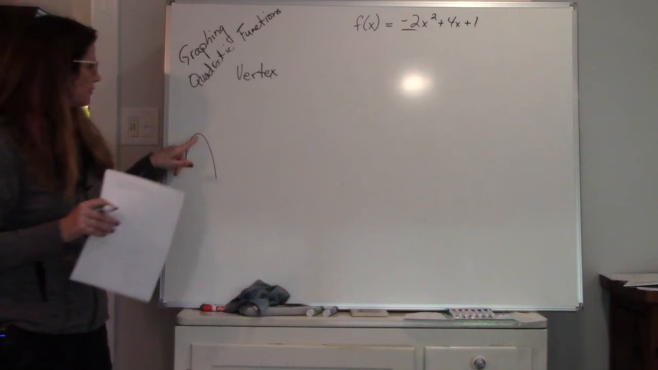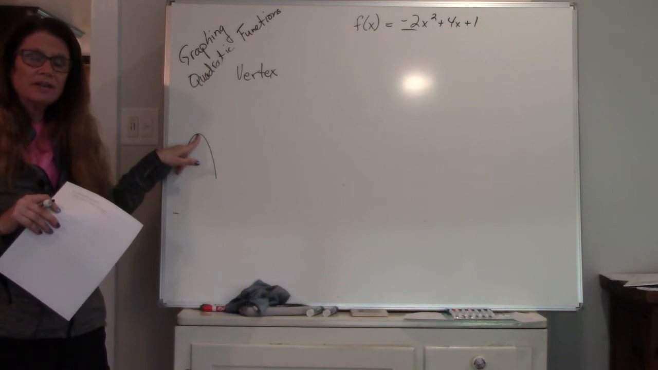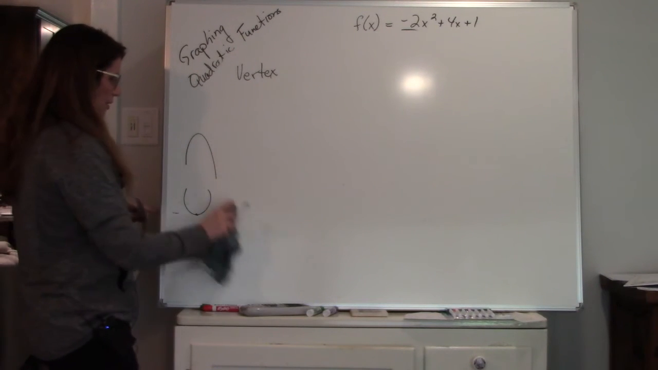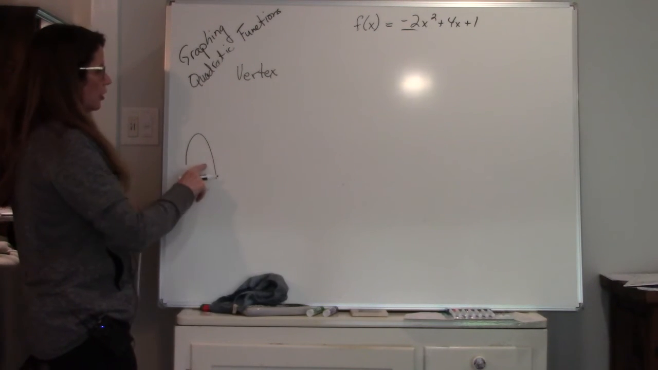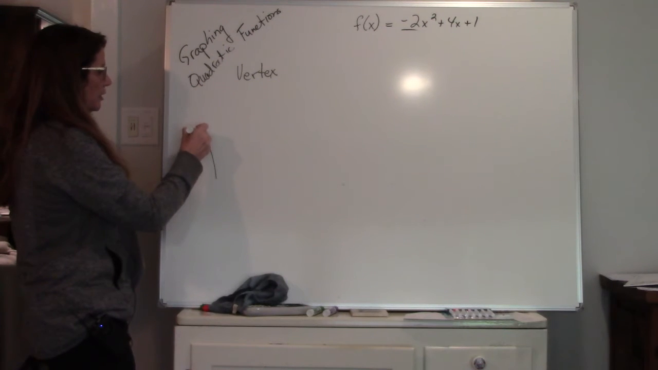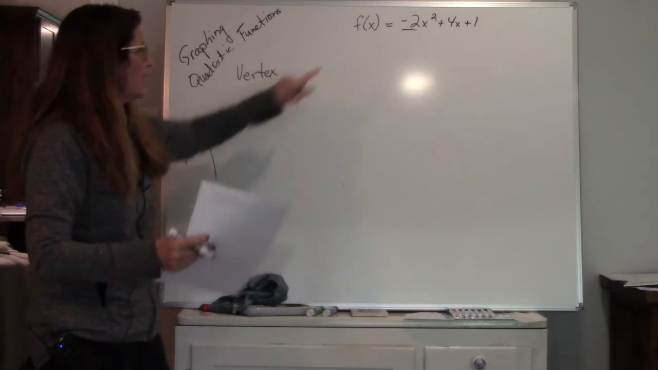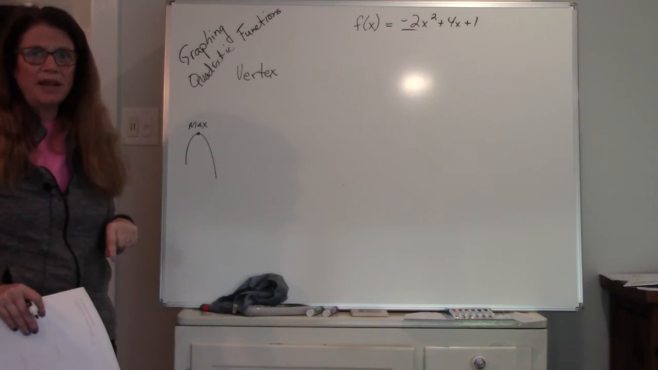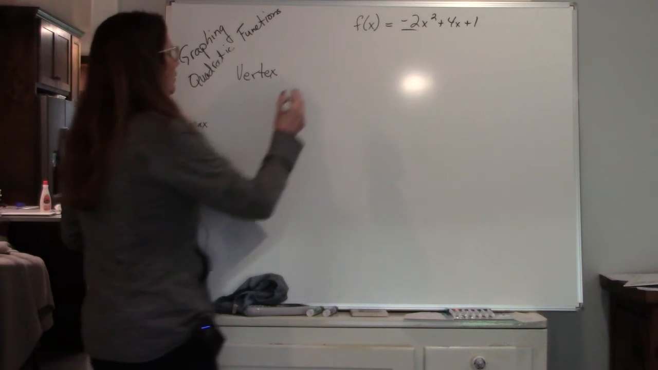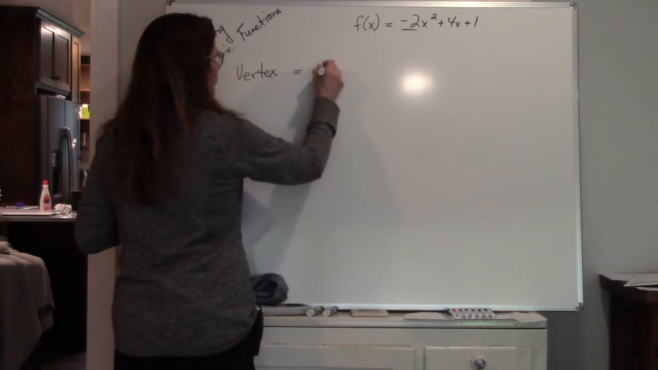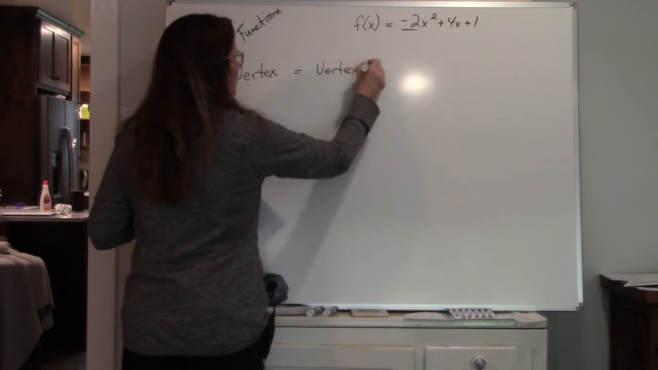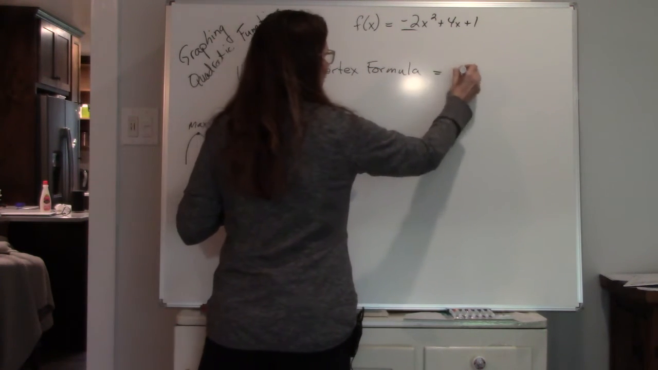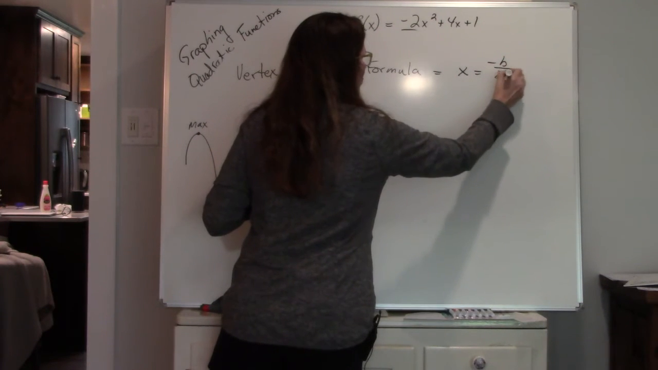So remember, the vertex is either the highest point if it opens down, or it's the lowest point if it opens up. So in this case, we know ours opens down, so we know we have a maximum. And again, that's based on our first term being negative. Okay? So the vertex is found by using the vertex formula. The vertex formula is x equals negative b over 2a.